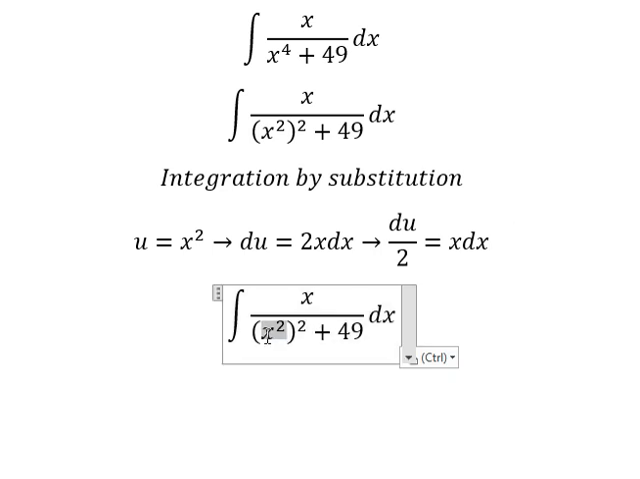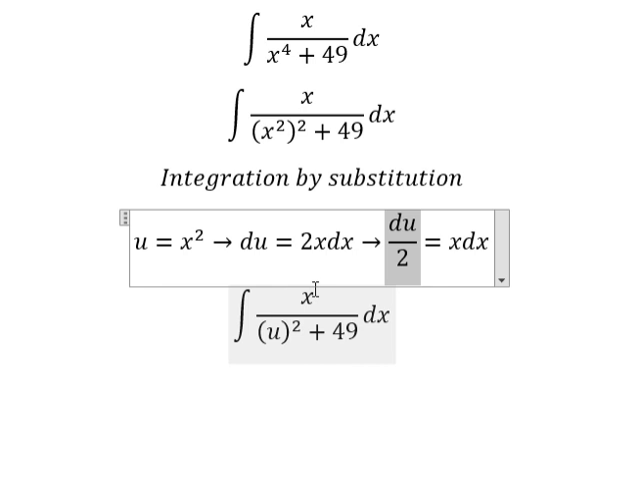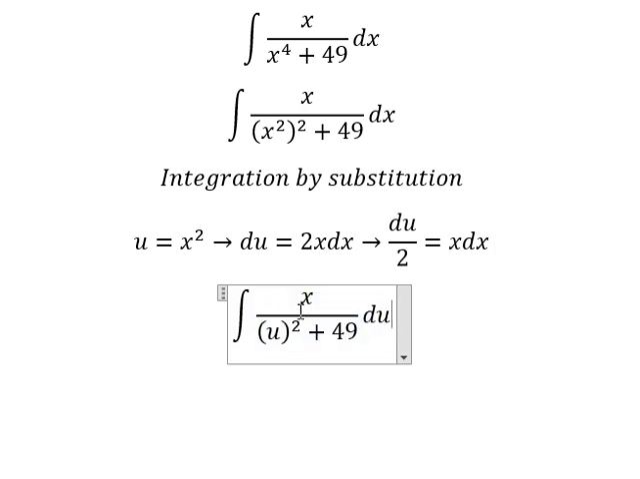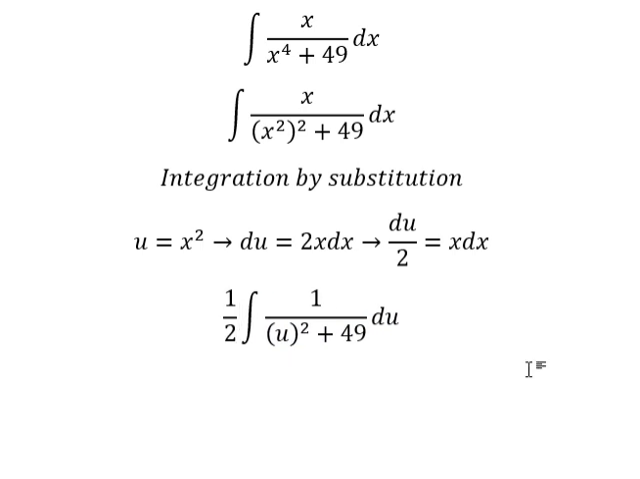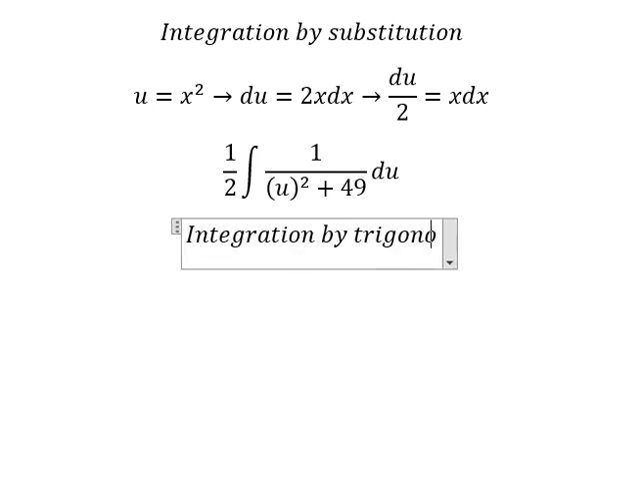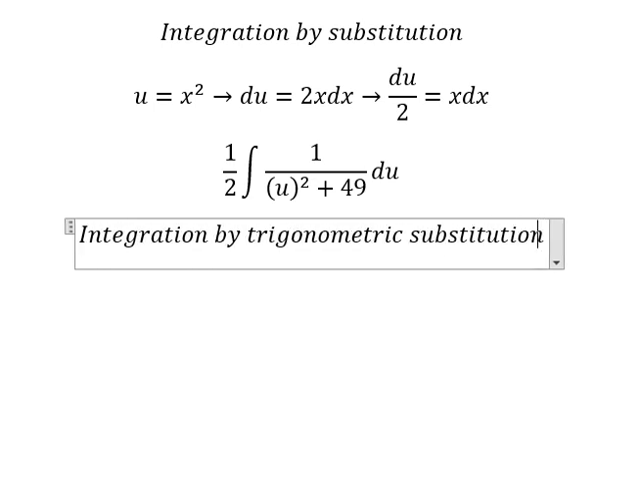So this one we change by u. The s we change by this one. Now we have the formula in here. We can use integration by trigonometric substitution.